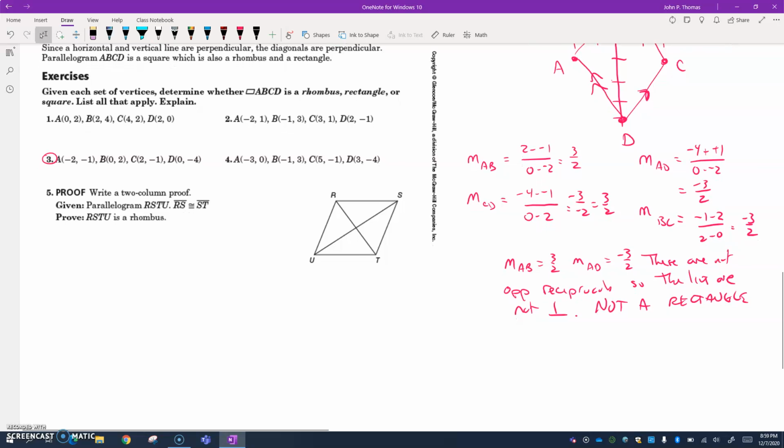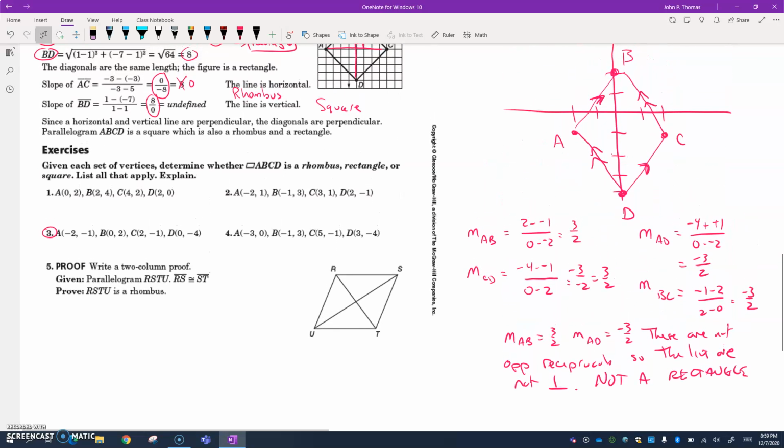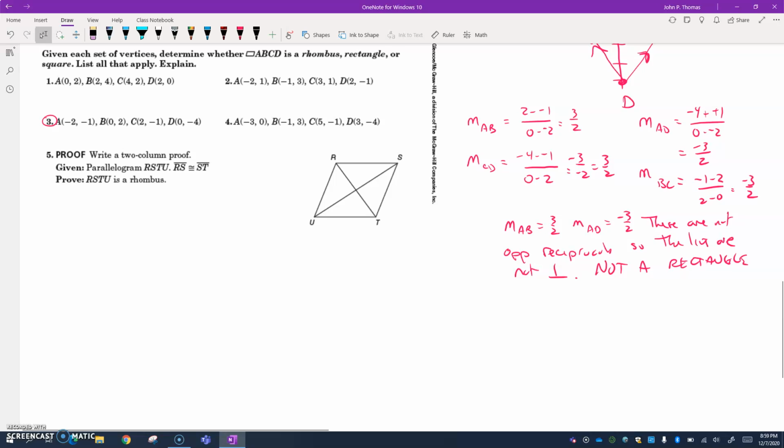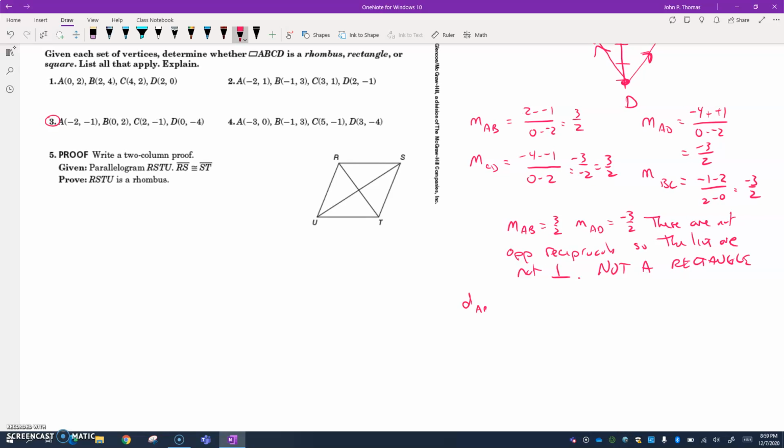I'm going to do that with a distance formula. So we're going to do AB and BC, distance AB and distance BC. For AB, we're looking at the square root of the change in x's, so -2 minus 0 squared, plus the change in y's, so -1 minus 2 squared. That's going to be the square root of 4 plus 9, or root 13.